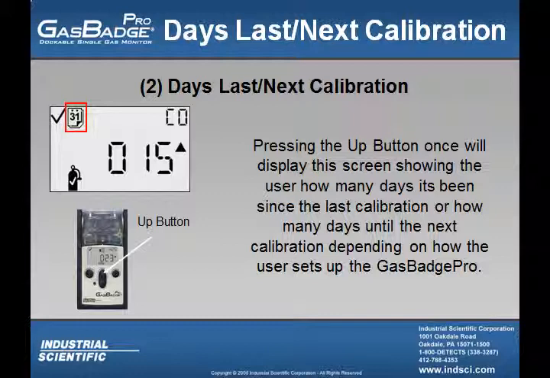This feature, depending on which setting they have selected, may show the user how many days it's been since the last time the instrument has been calibrated, or it could also show the user how many days until the next calibration is due. Either way, it's very important to check this screen and know when to calibrate the instrument, because Industrial Scientific recommends a monthly calibration on all of our instruments.